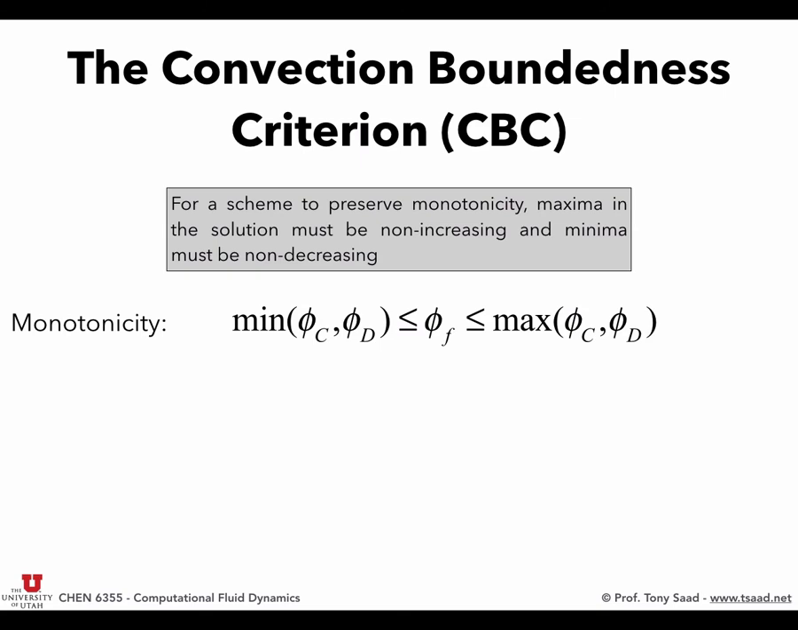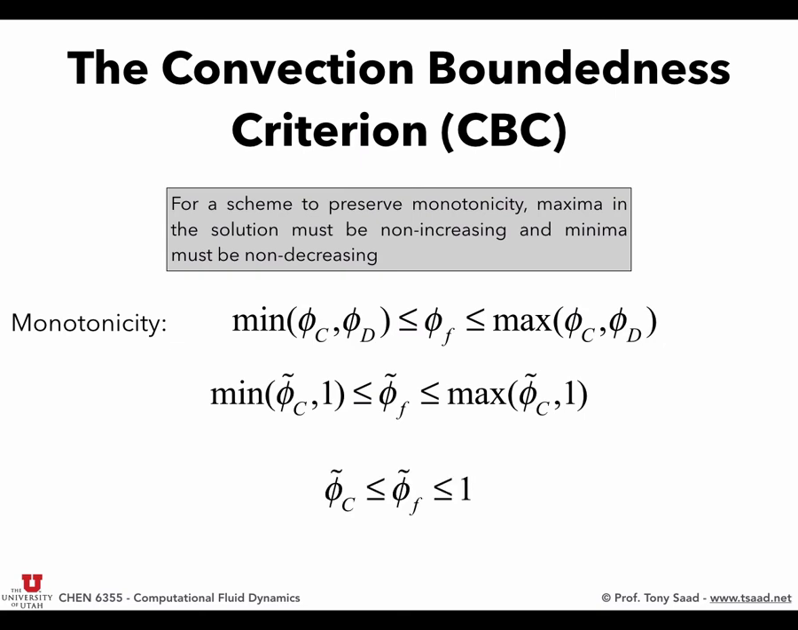Otherwise, we are creating a new maximum or a new minimum. Okay? That makes sense, right? It cannot be a value greater or less than the upwind or the downwind value. Now, when you normalize this with the normalized variable formulation, everything turns into functions of phi tilde c and 1. And we just noticed on our diagrams that phi f is actually bounded from below by phi tilde c. This actually proves it. But we're bounded from below by phi tilde c and 1.